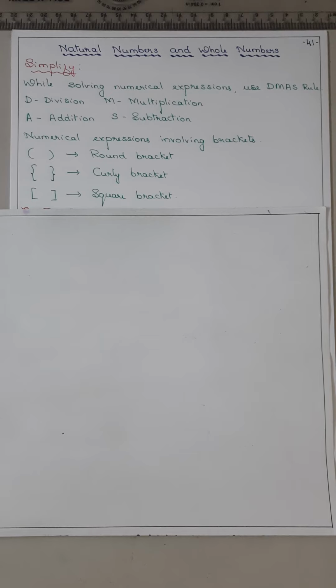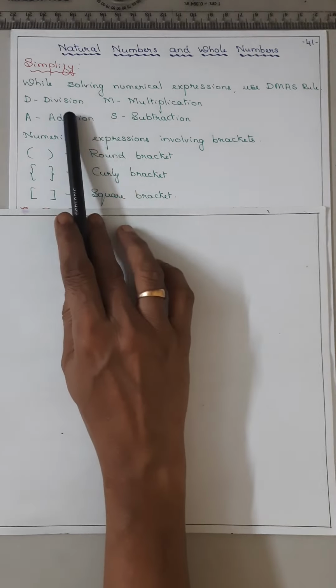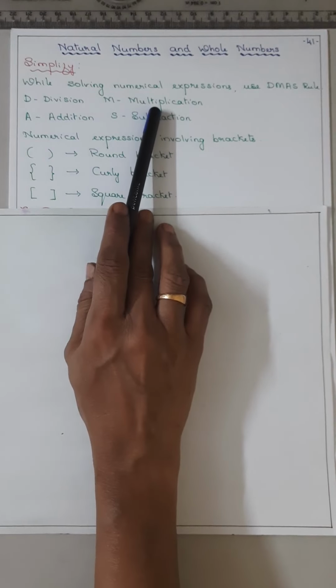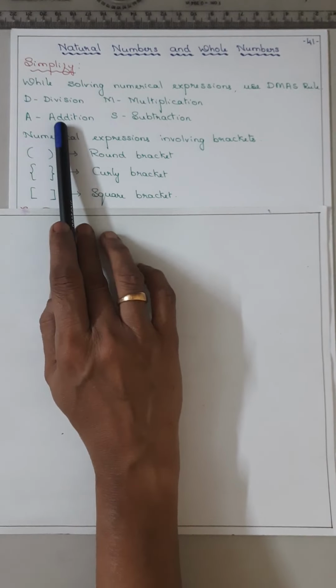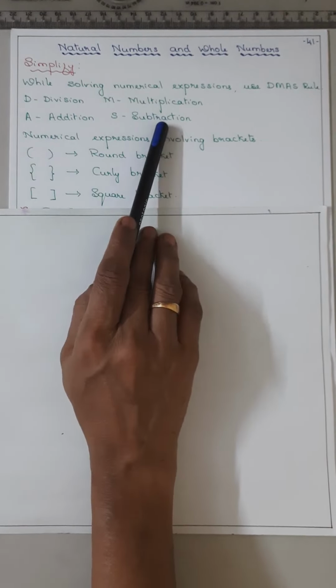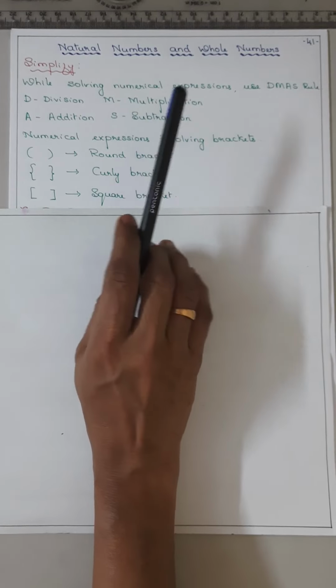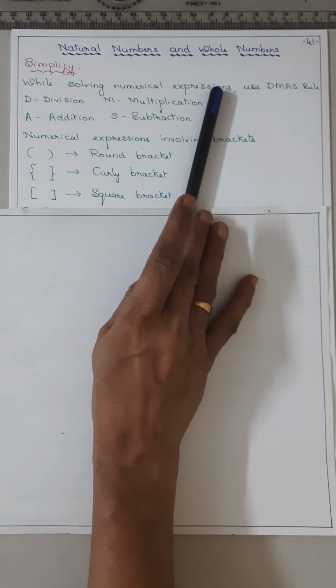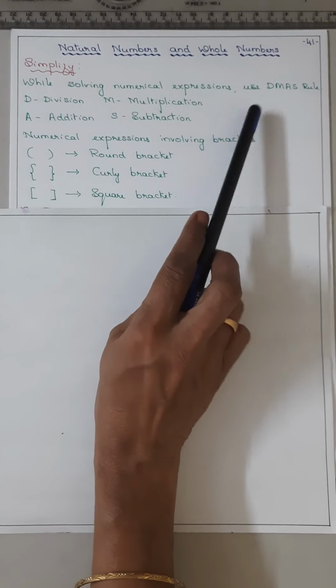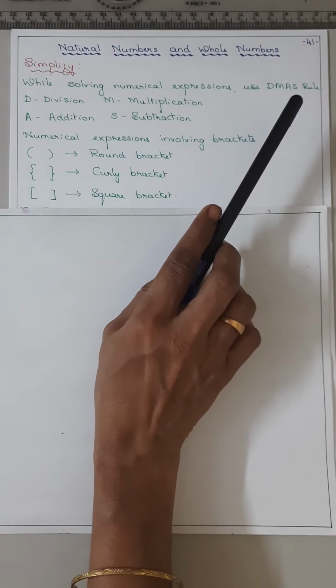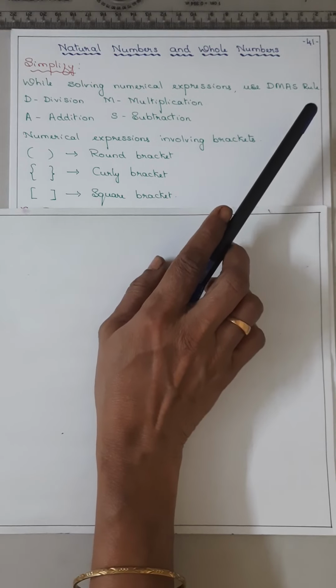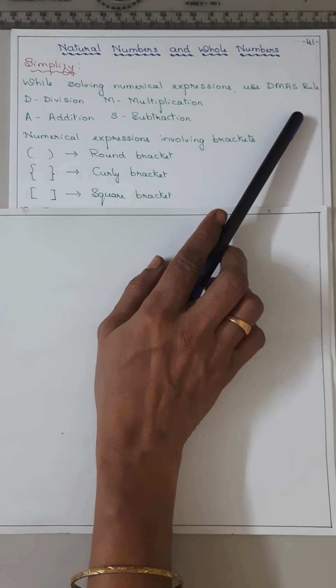Remember the DMAS rule? Last year you have learnt. D for division, M for multiplication, A for addition, S for subtraction. So you have to use the DMAS rule. First we have to do division. Next it is multiplication, next addition, and then subtraction for simplification.